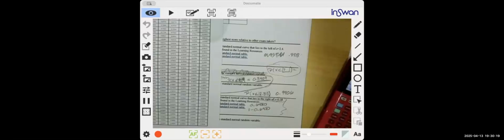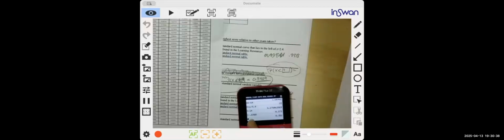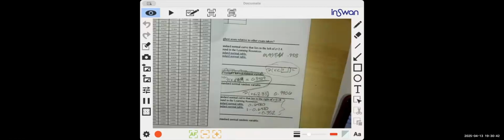And I'm using my calculator that you guys can't use on your test. Sorry. I just don't want to bring up the Desmos calculator. So 0.352. When I subtracted that 1 minus the 0.64, that's to the right. Whenever it asks for the right, you subtract from 1. Right.